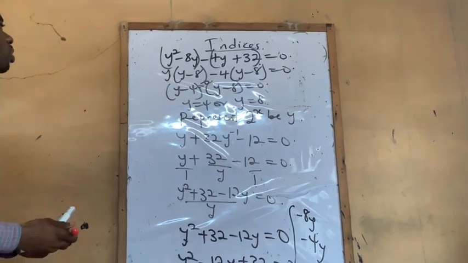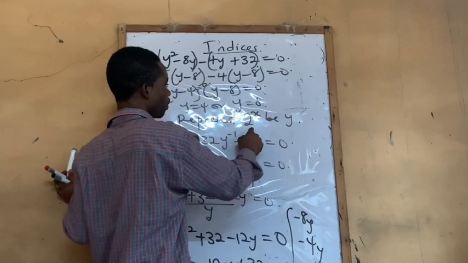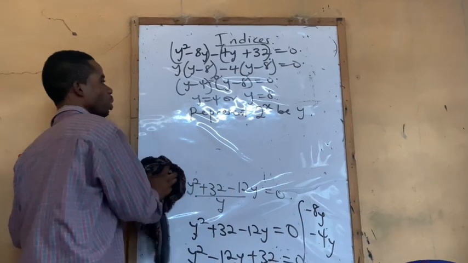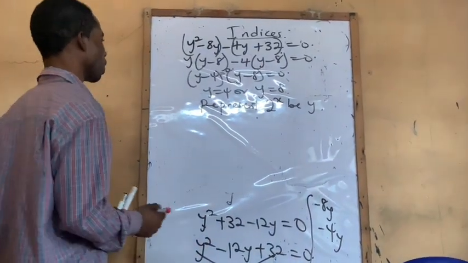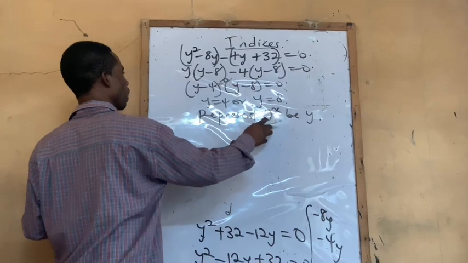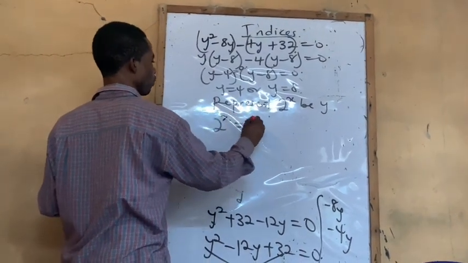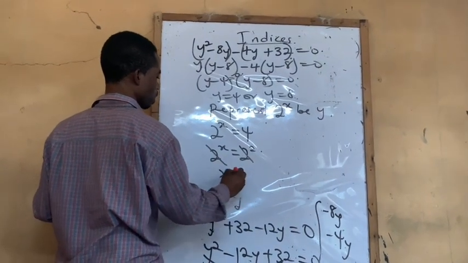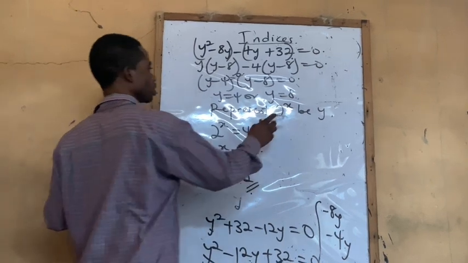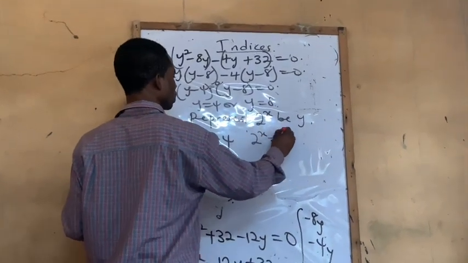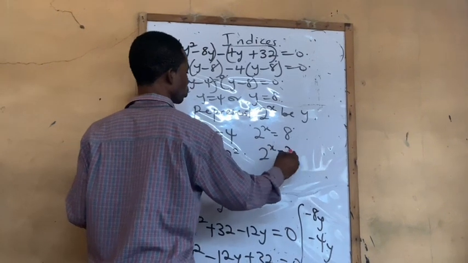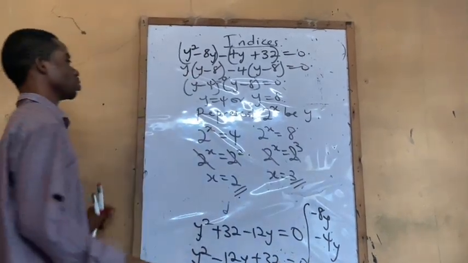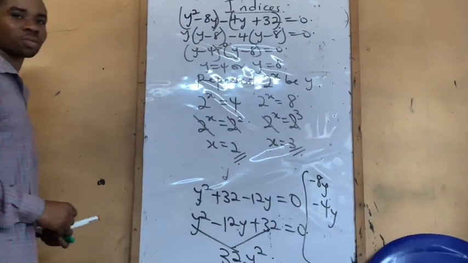But do not forget that we represented 2 raised to power x by y. So we should not forget that. Since we represented it, anywhere I see y, it is 2 raised to power x. That is 2 raised to power x equals 4. That's 2 raised to power x equals 2 raised to power 2. This cancels this, x equals 2. And also here, y is 2 raised to power x equals 8, and it's 2 raised to power x equals 2 raised to power 3. 2 cancels 2, so x equals 3. So that was that.